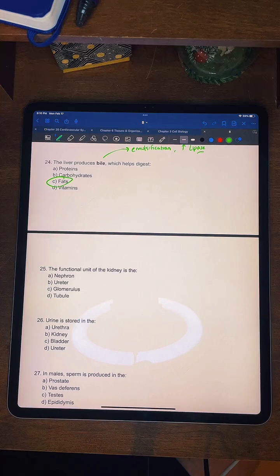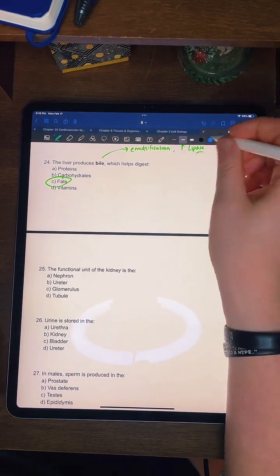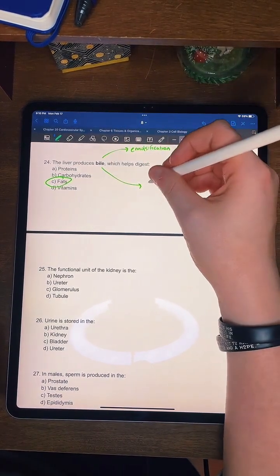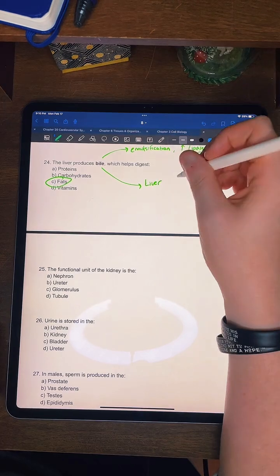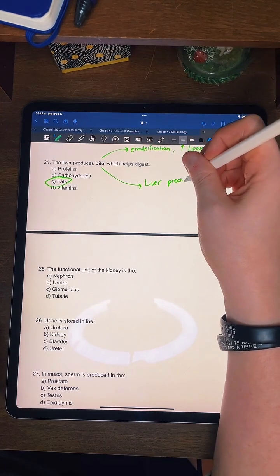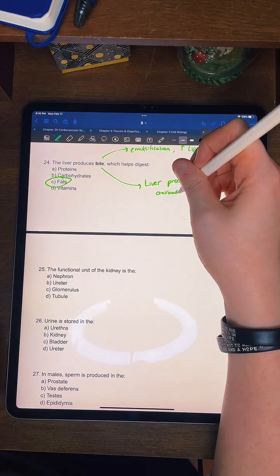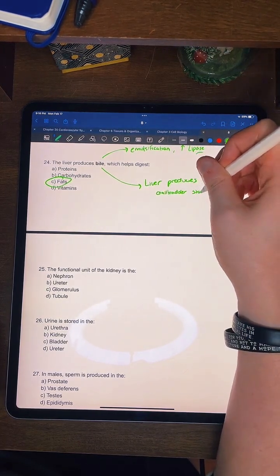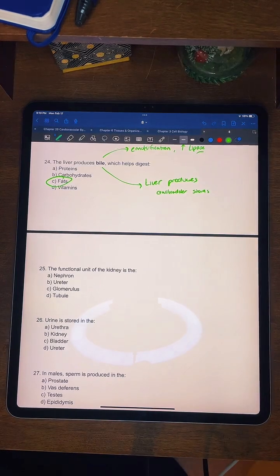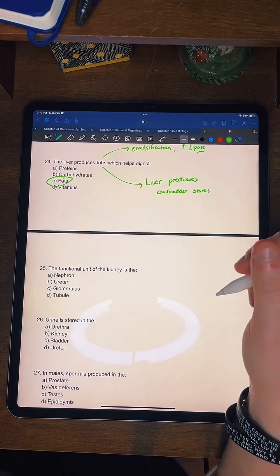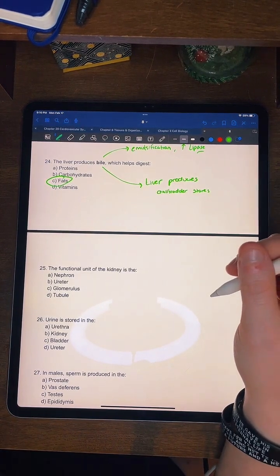Yes, so isn't bile stored in the gallbladder and produced in the liver? Yes, bile is produced by the liver but stored in the gallbladder. Let's put this here. Liver produces, gallbladder stores. This is just for A and P normally.